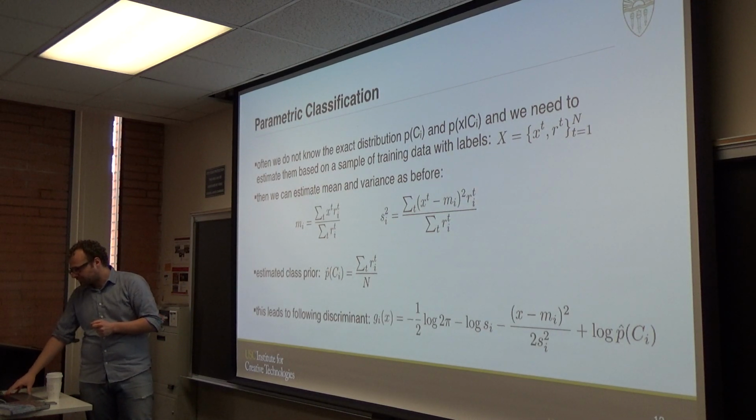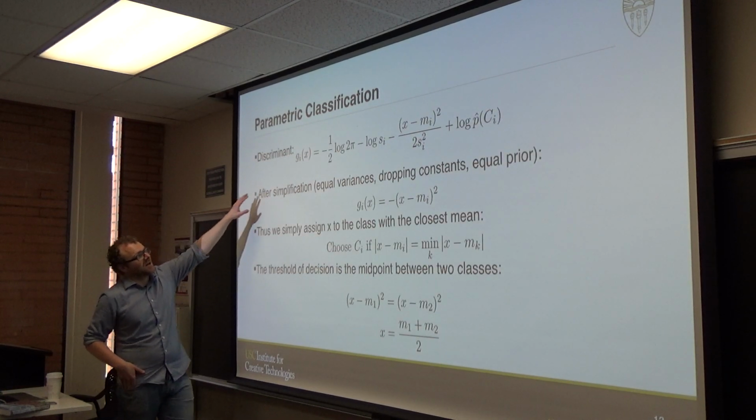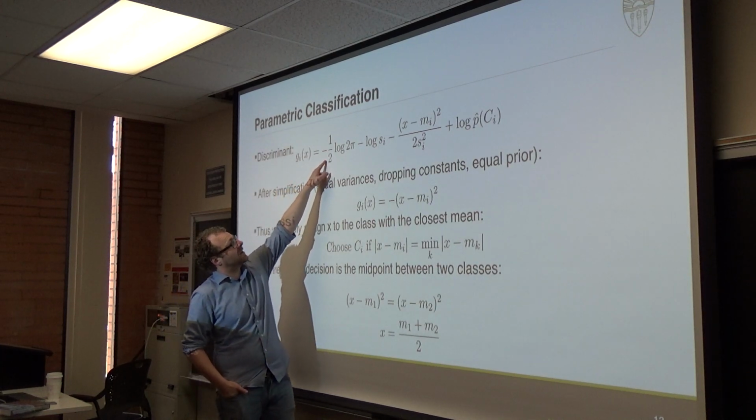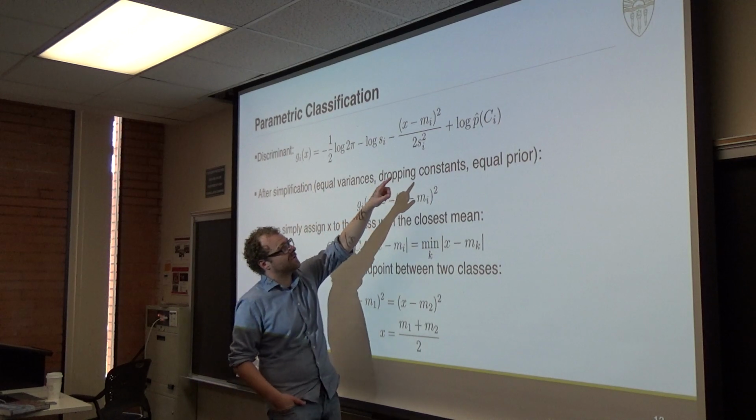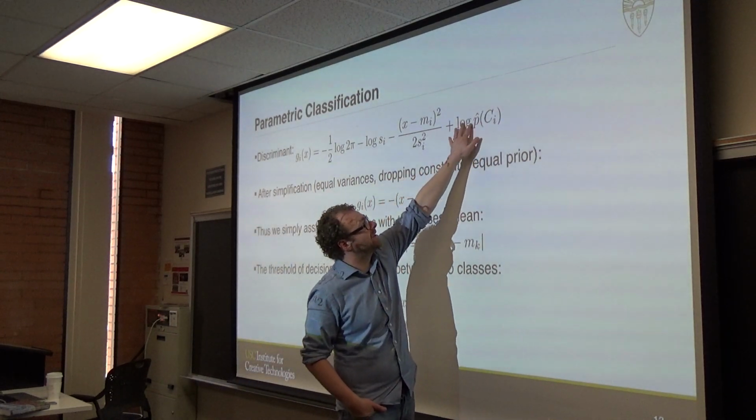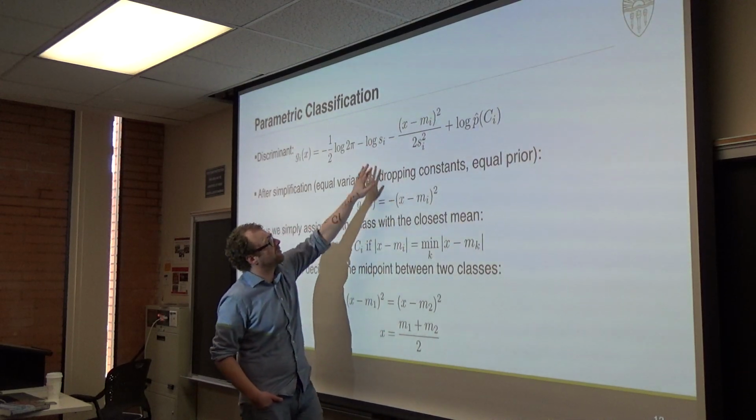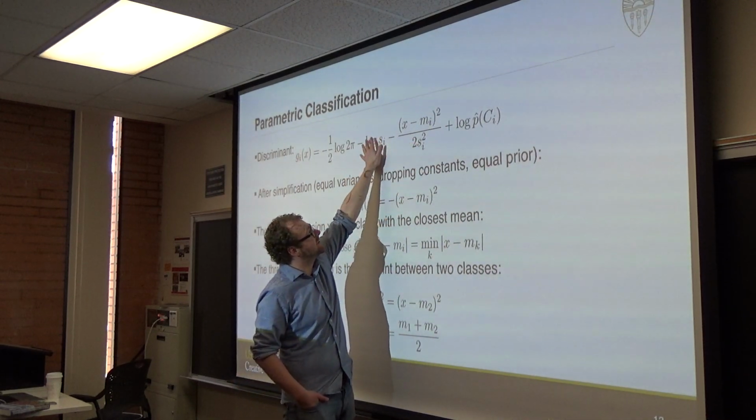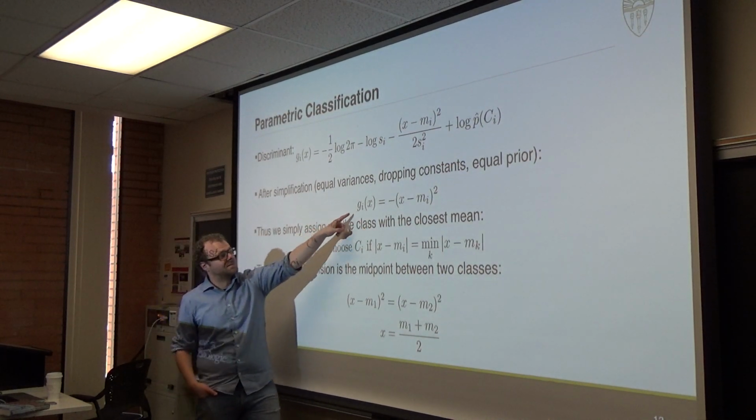And basically, this is exactly what this says here. So the constant value here falls away, so that's the same for all of them. If we assume equal priors, we can remove this. And if we assume equal standard deviations, we can remove these parts here as well. And then we end up with just this value here.